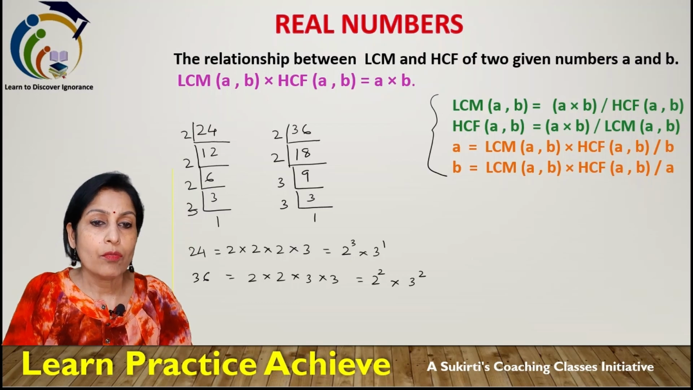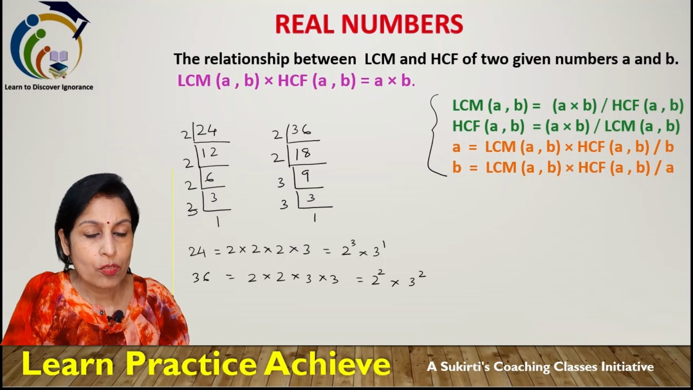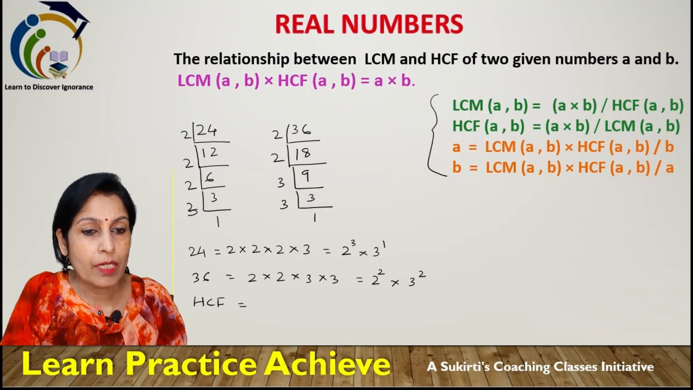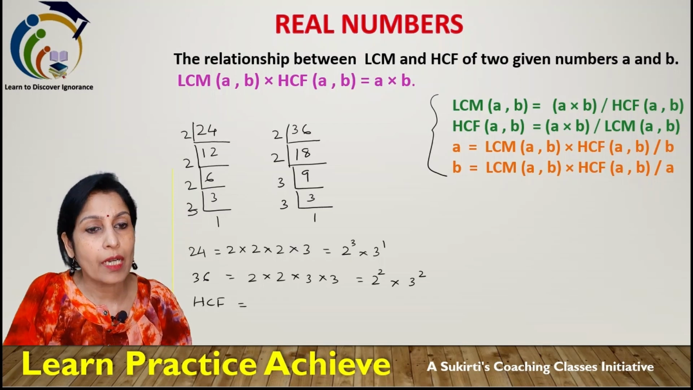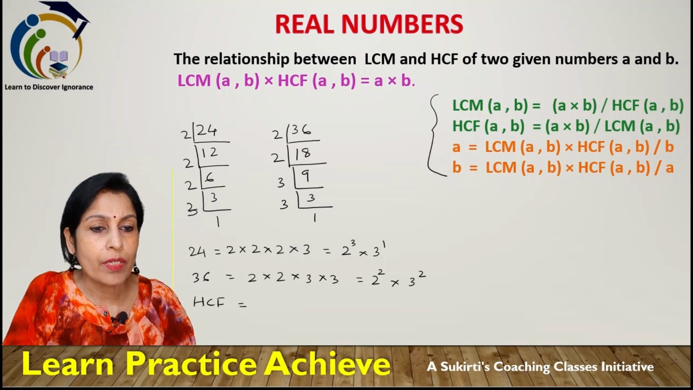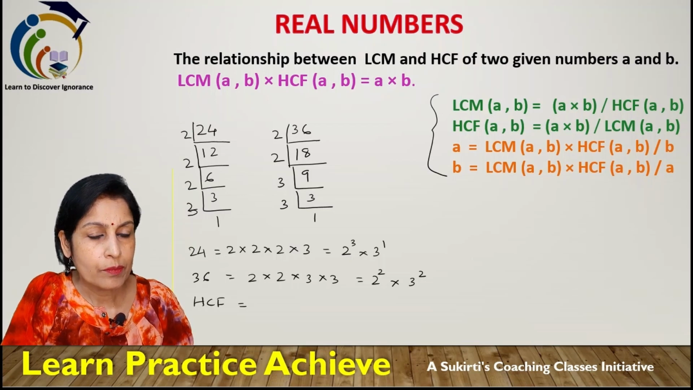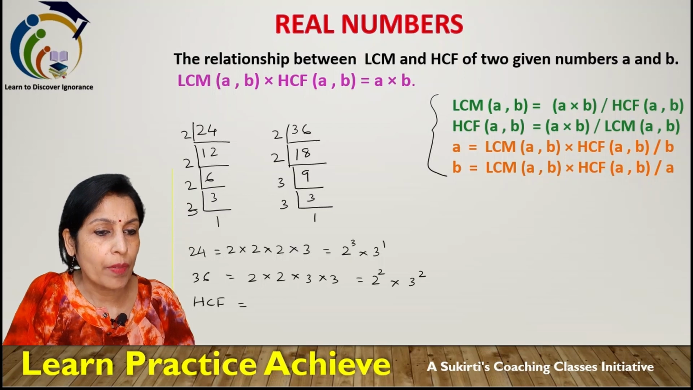Okay. Now we have to find out HCF and LCM. So HCF of these two given numbers, the LCM is equal to the common factor which has the highest power. So here the common factor which has the highest power is equal to 2 to the power 3, and here 2 to the power 2.